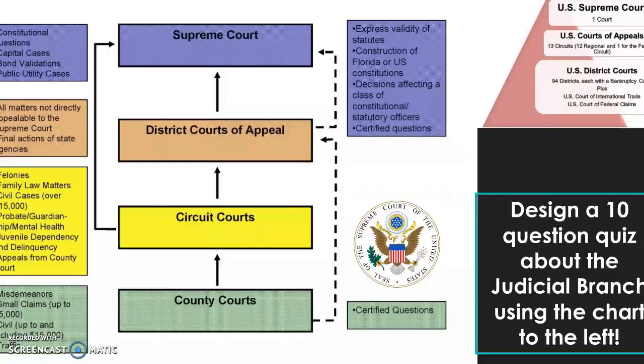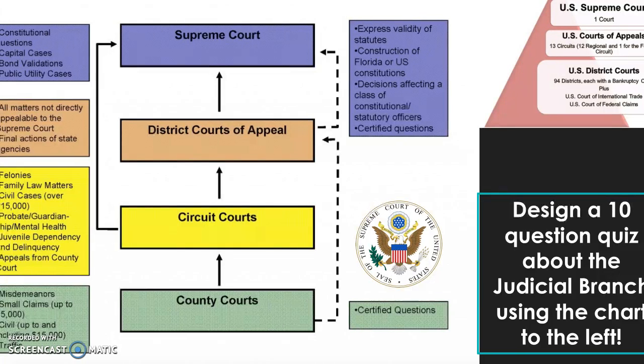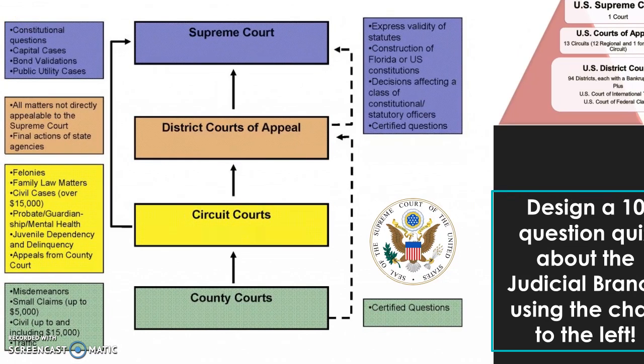To give you a sense of how those look, in this graphic you can see the hierarchy of the judicial system. County courts are the lowest courts, those are the local courts, then circuit courts, district courts of appeal, and the Supreme Court, and they all have individual responsibilities. Some are shared, but most are delegated to each individual tier in this system.